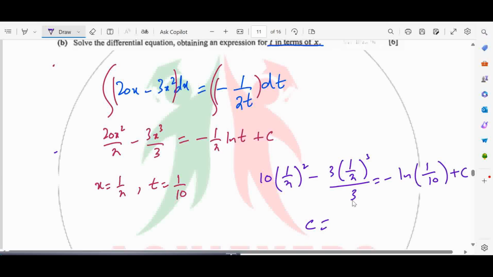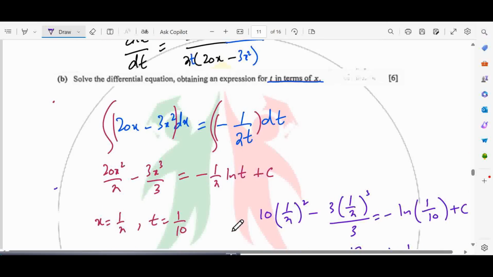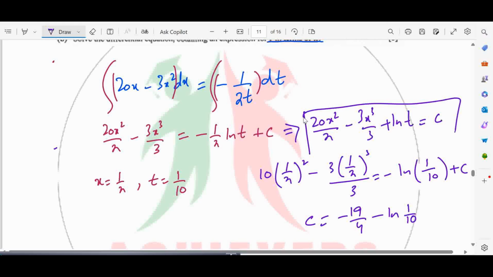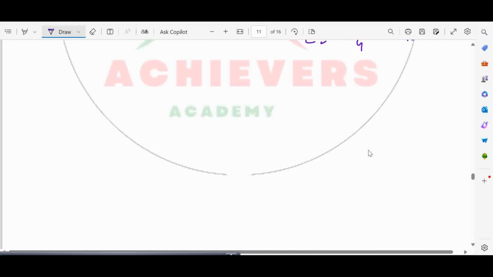So if we simplify it, c will be equal to minus 19 by 4 minus natural log of 1 by 10. So from here we can say what the final answer will be. We need to solve it. The equation will be like 20x square by 2 minus 3x cube by 3 plus natural log of t is equal to c. So if we solve it further, what will be the answer? We will get t will be equal to what?